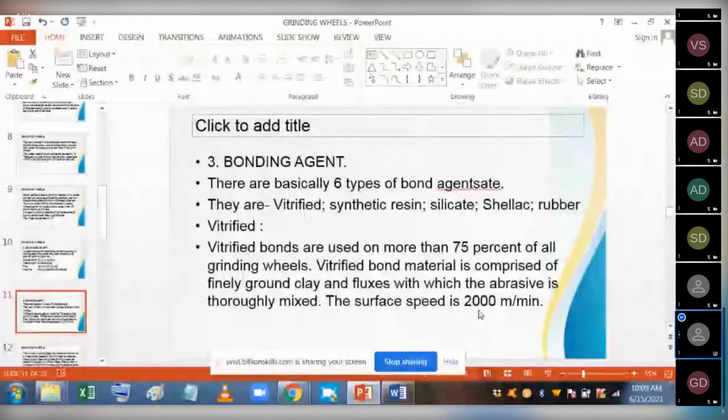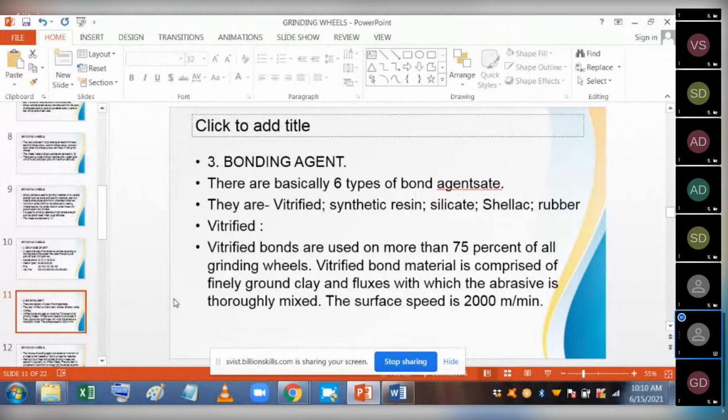We know the abrasive particle already. We are now going into bonding agents. The bonding agents are vitrified, synthetic resin, silicate, shellac, and rubber. Now, what is vitrified? Vitrified bonds are used on more than 75% of all grinding wheels. So 75% of the grinding wheels that we are using are manufactured with vitrified as a bonding agent.